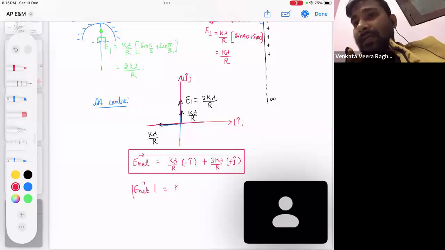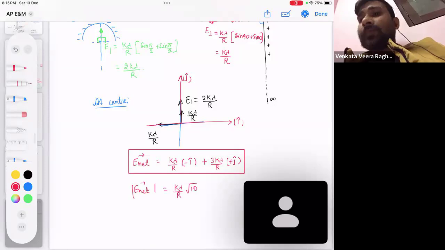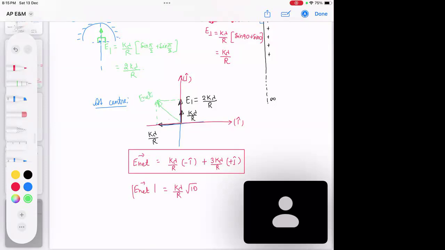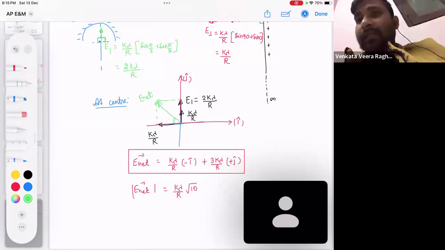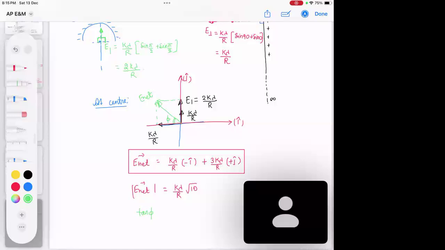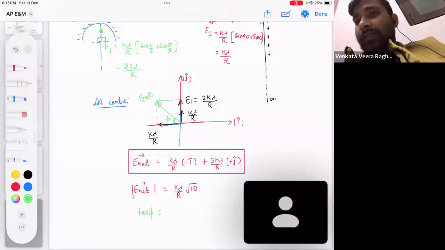And if they ask what is the magnitude, I will get the magnitude as k lambda by R common, under root of 1 square plus 3 square, that means root 10. Someone can also ask you, what is the direction of net field? The direction of net field will be like this. Let's call this angle phi. Tan phi equals y component by x component, so it is 3 by 1. Whichever way they ask the question, we can answer it.